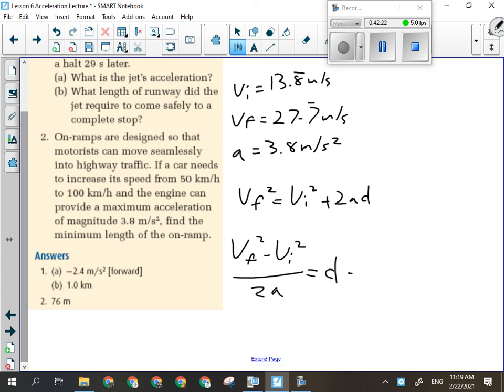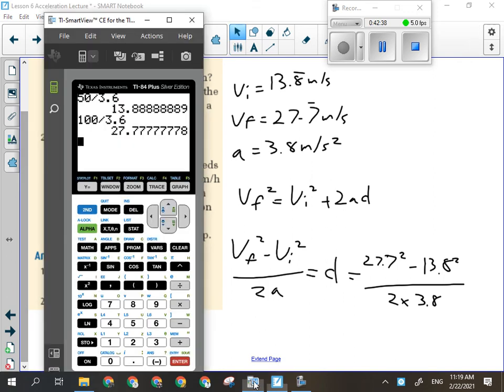So we've got here our 27.7 squared minus 13.8 squared divided by 2 times 3.8. So when we're punching that in here, we're going to have our answer squared minus that number squared and divided by 2 times 3.8.